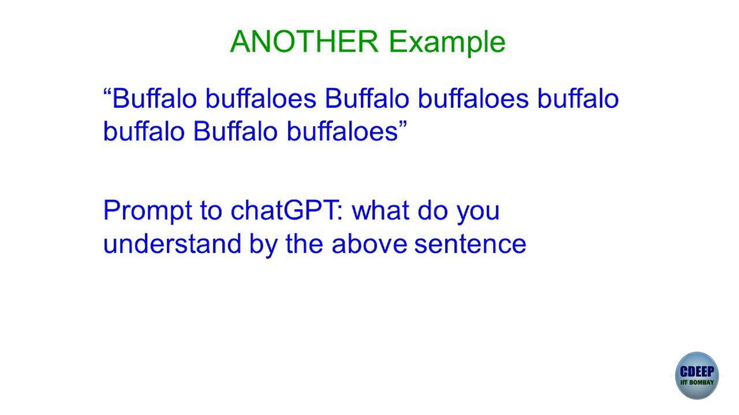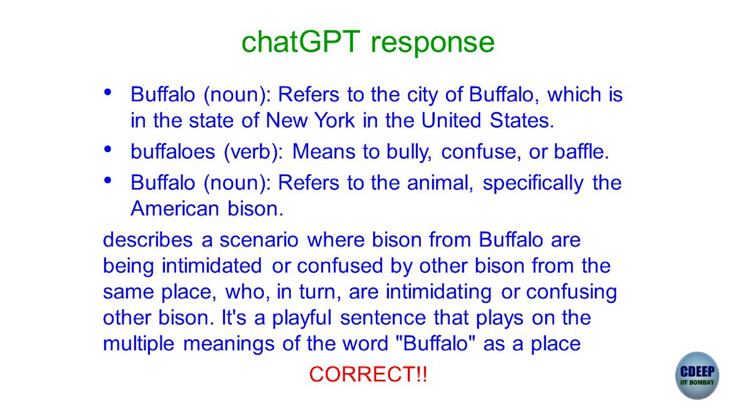So I gave this prompt to ChatGPT. What do you understand by the above sentence? And what did ChatGPT say? It began this way. Buffalo, noun, part of speech tagging done. Refers to the city of Buffalo, which is in the state of New York in the United States. Great. Buffalo as a verb means to bully, confuse, or baffle. Buffalo as a noun refers to the animal, specifically the American bison. Why American bison? I think it also means bison in Hindi, right? That is also the same. So ChatGPT does not mention Indian buffalo.